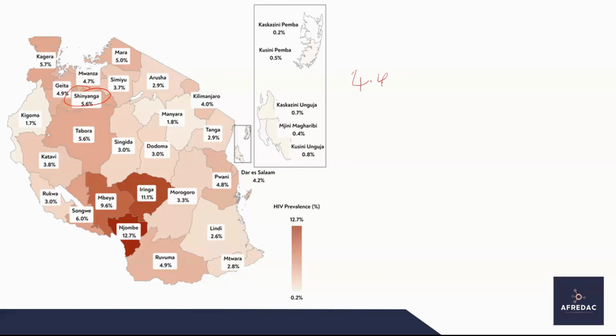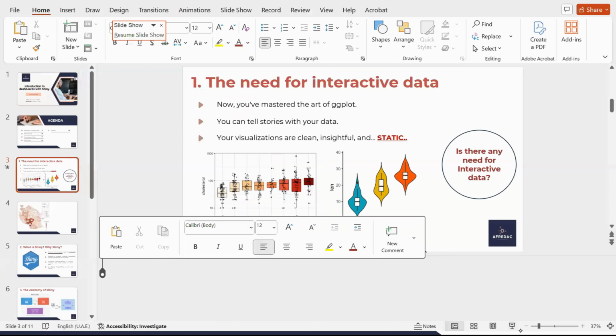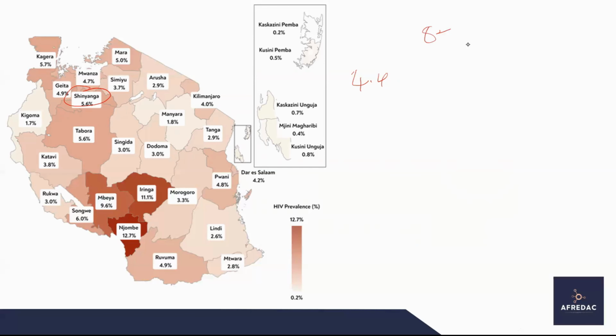The region itself has, I think if I remember correctly, 6 districts. And among those districts, there's one district that has a HIV prevalence of around 8 to 9. So we have one region, we have one district that has a prevalence of 8 to 9, but the overall prevalence of the whole region is just 5.6.